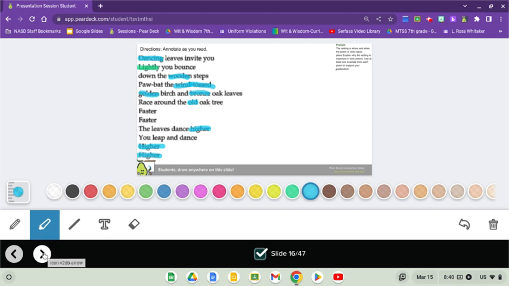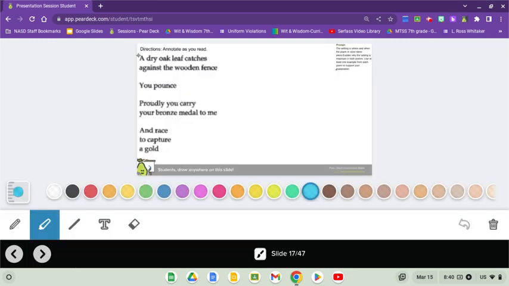Slide 17. A dry oak leaf catches against the wooden fence. You pounce. Proudly. Notice how it ends with an ly, which means that is an adverb. Proudly you carry your bronze medal to me and race to capture a gold, right? Gold here, referring to gold medal. So that's a noun in this case, not a verb.